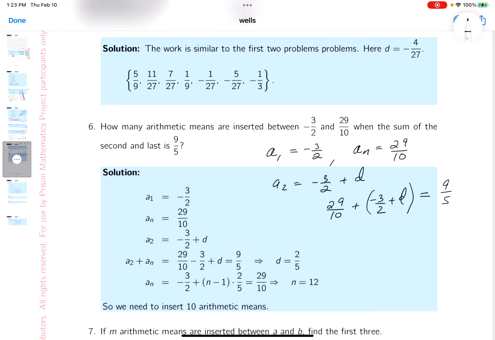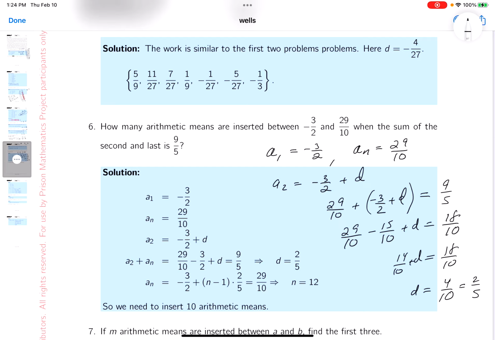Right, now I'm going to see if I can get D. Now how would you do that? Well, I guess I've got to do some additions here, don't I? So let me write this down. 29/10 minus 15/10 plus D equals 18/10. And then 29 minus 15 is going to be 14/10 plus D is 18/10. And then D would be equal to 4/10. All right? So at least I got the 4/10 or 2/5.